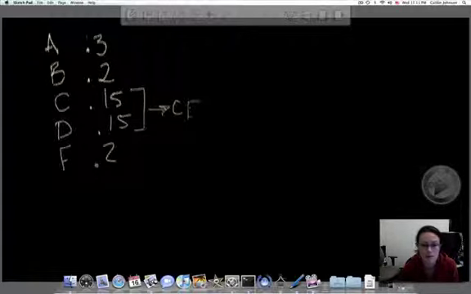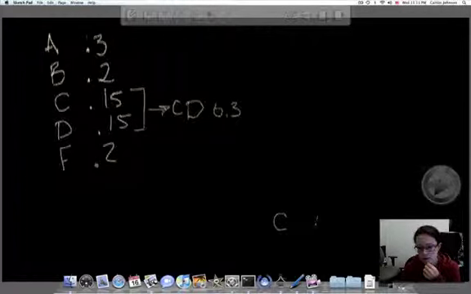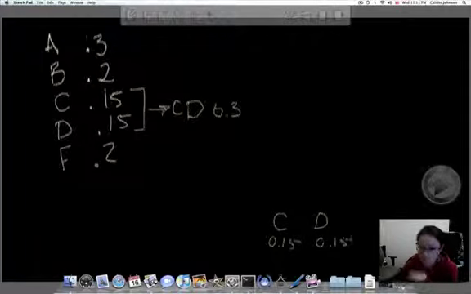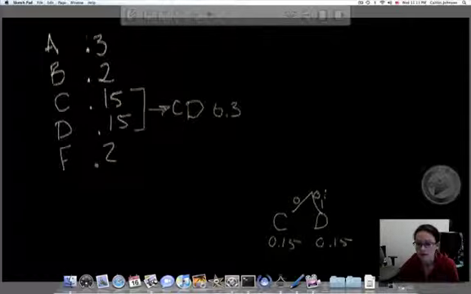And the probability of CD is going to be 0.3, right? So we'll do C down here, D right over here. This guy's 0.15, 0.15, and let's call this a 0, let's call this a 1. It's arbitrary which you pick for either side, and the probability of this guy here is 0.3. So that's going to connect to something else somewhere.